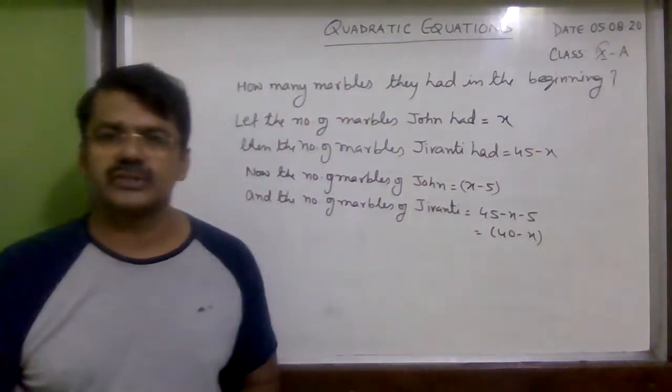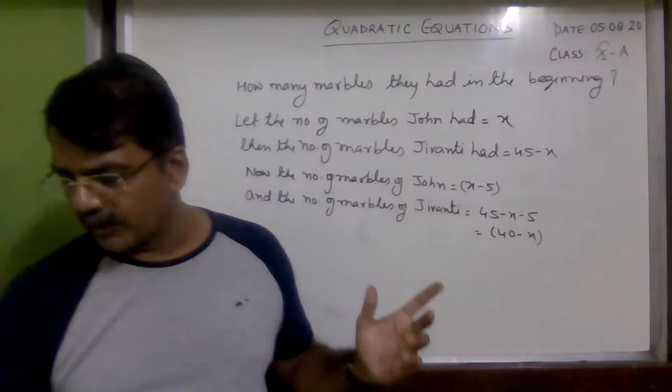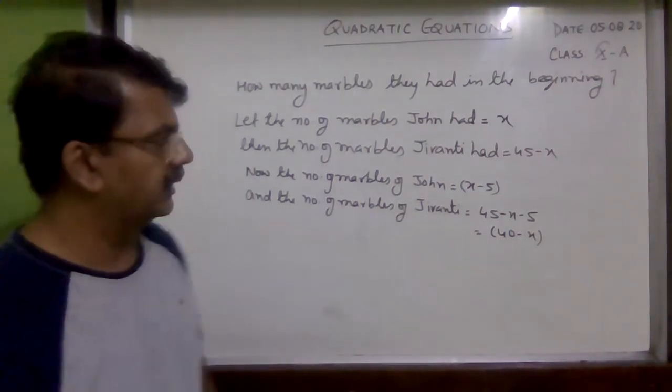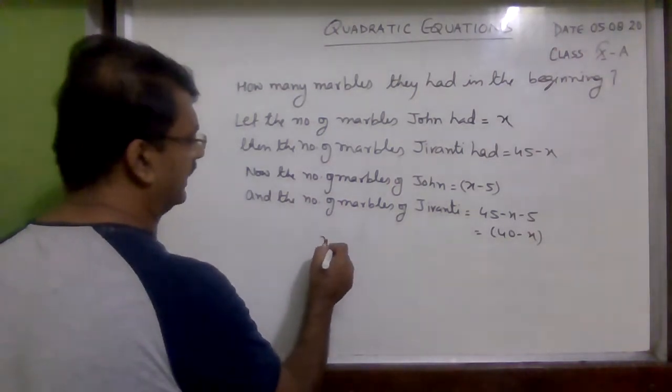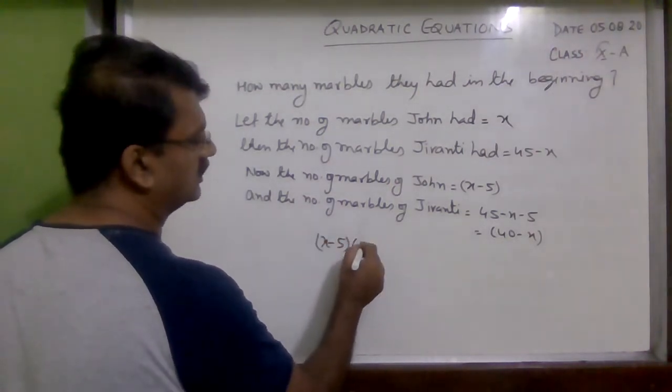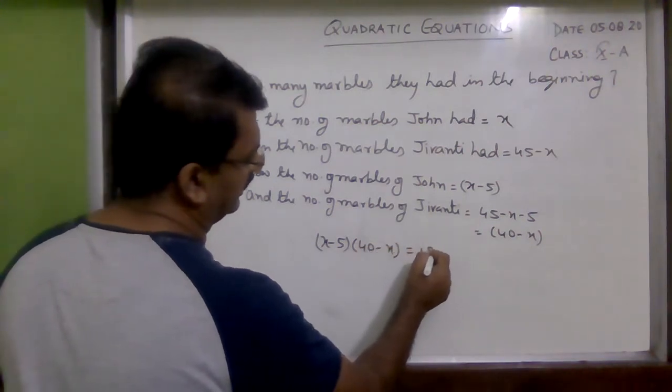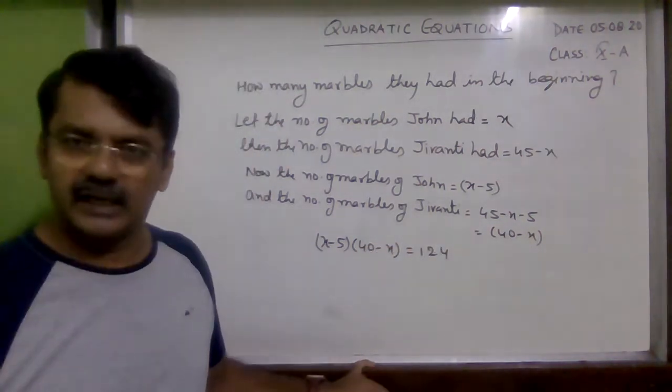And now the question says that their product is 124, that means X minus 5 into 40 minus X is equal to 124. Clear?